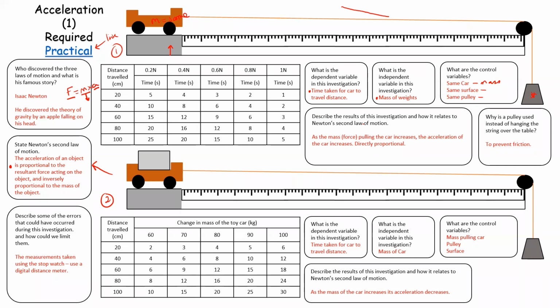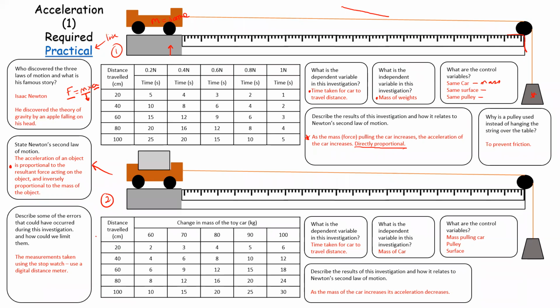Describe the results of this investigation and how it relates to Newton's second law. So it's a quick statement. Reading your results, it says, as the force pulling the car increases, the acceleration of the car increases. Directly proportional. Again, there are two words there. Why is a pulley used instead of hanging the string over the table? A pulley makes it nice and smooth and there is less friction. If you just had it dangling over the table, one, you'll probably wear out the rope, but two, it reduces that frictional force as well.